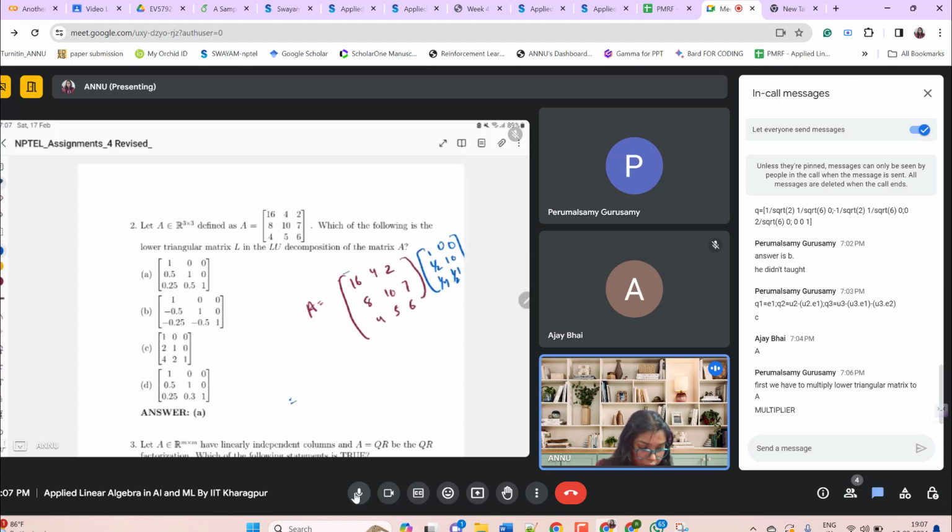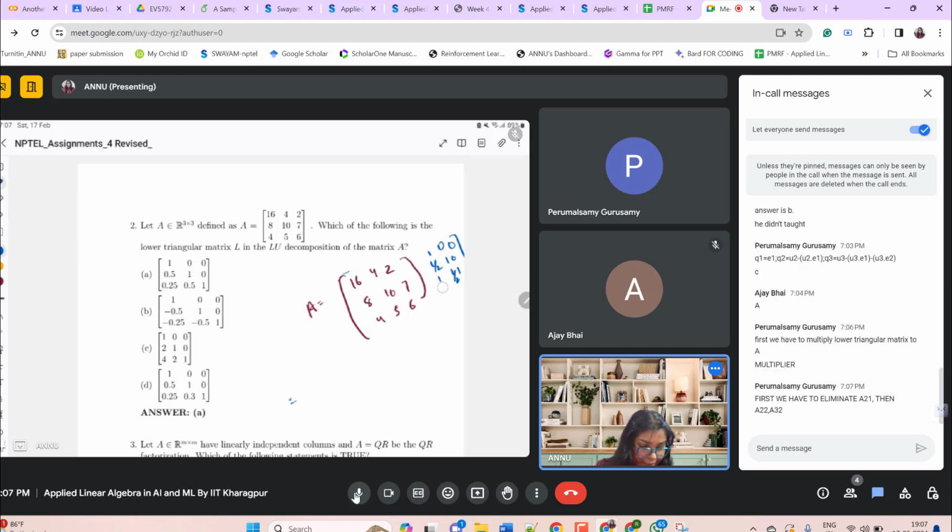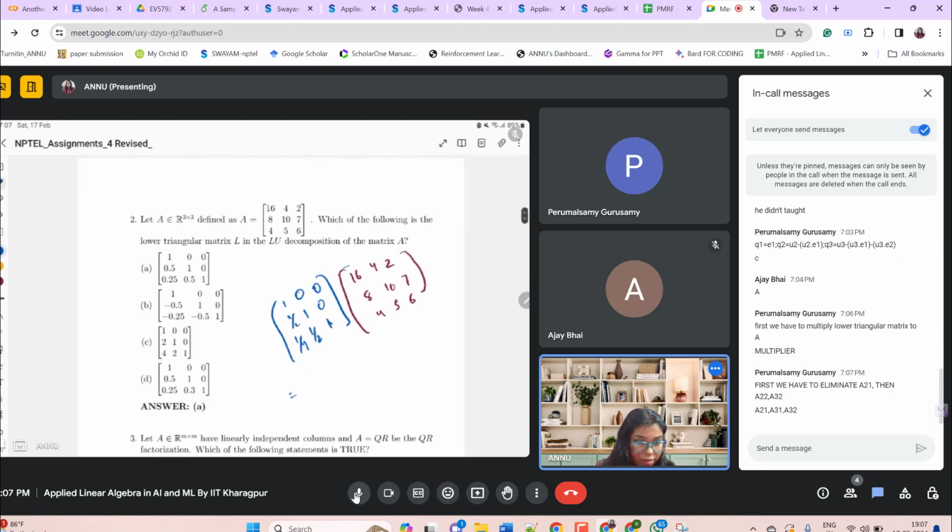So this one is 16 plus 2 plus 1 by 4, 0, 1, 1 by 2. First we have to eliminate a21, then a22, and then a32. Yeah, that is a process that is told by sir in the class. Yeah, so it's correct only.